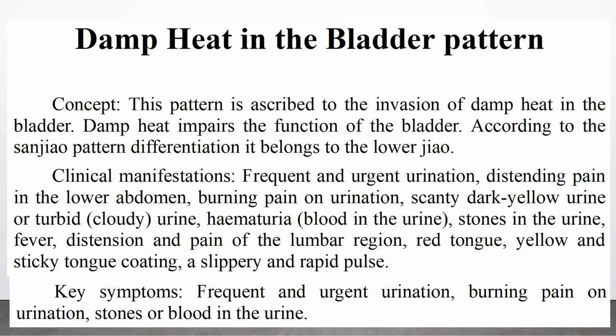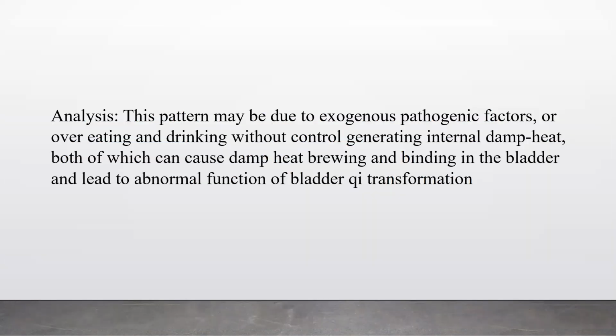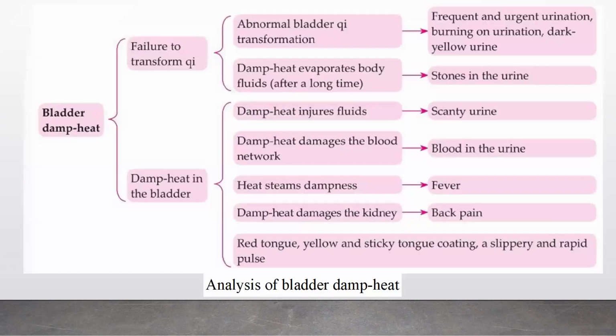Key symptoms: there's frequent and urgent urination, burning pain on urination, stones or blood in the urine. Analysis: this pattern may be due to exogenous pathogenic factors or overeating and drinking without control, generating internal damp heat, both of which can cause damp heat brewing and binding in the bladder and lead to abnormal function of bladder chi transformation. So we have here the analysis of bladder damp heat.